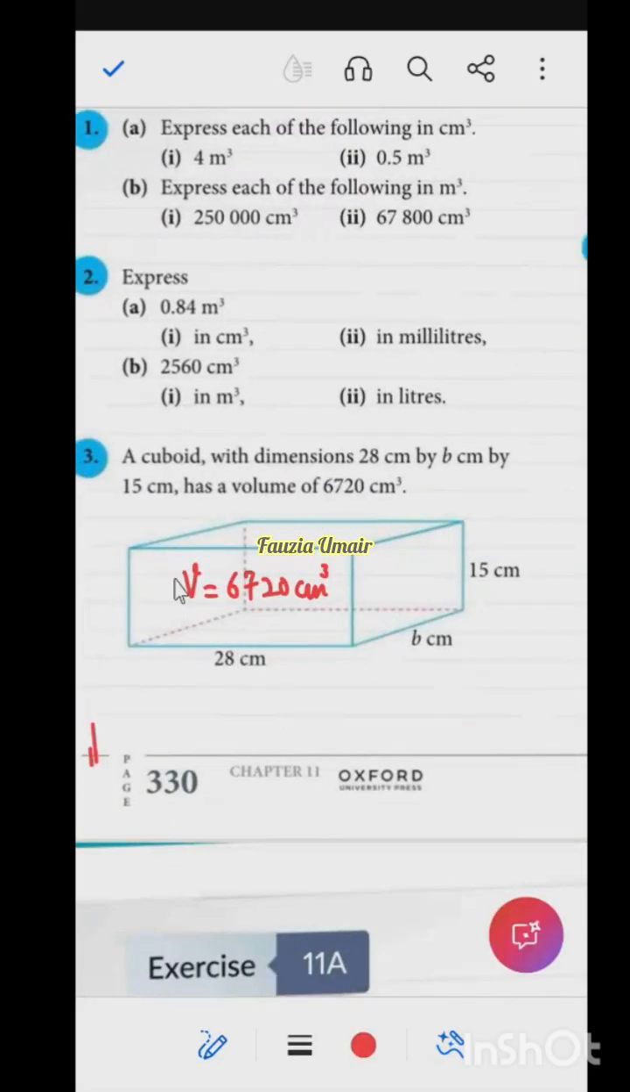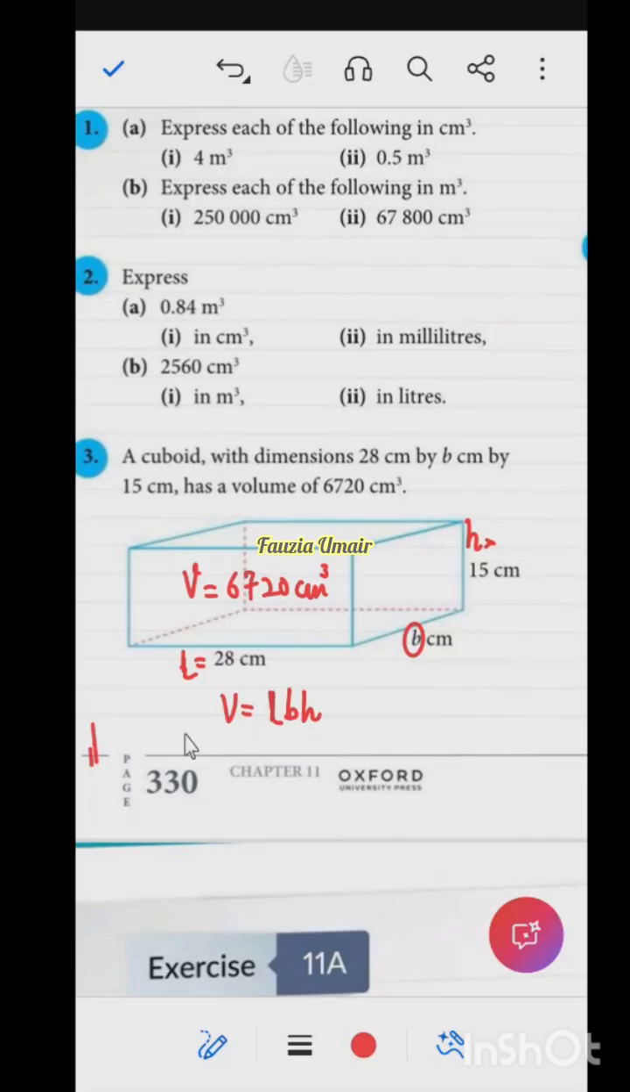This time, volume is given to you, and you know this is the length, maybe length is 28. We have to find this breadth, and this is your height. ठीक है? So we will use the formula of volume. Volume is equal to L B H. ठीक है? Volume क्या होता है? Length multiply by breadth multiply by height.